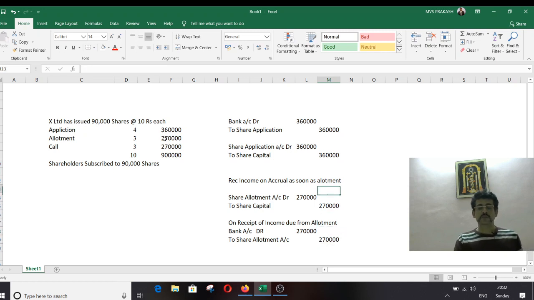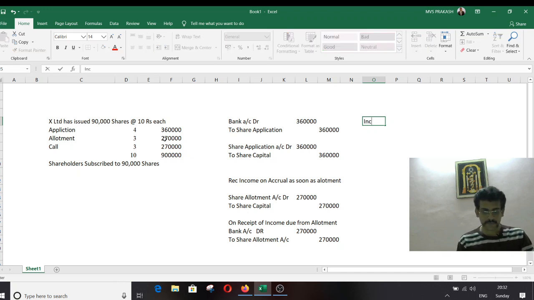Then we are proceeding to the last stage of the transactions. What is the last stage called? I am calling the shareholder. Initially, when I am calling, I will give a detailed description that the shareholder should pay on or before so and so date. So as soon as I call the money, income is accrued but not received. So income accrued on call.